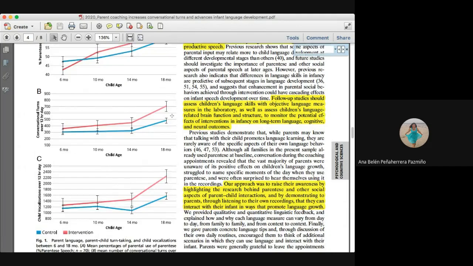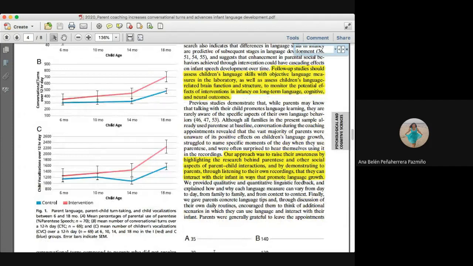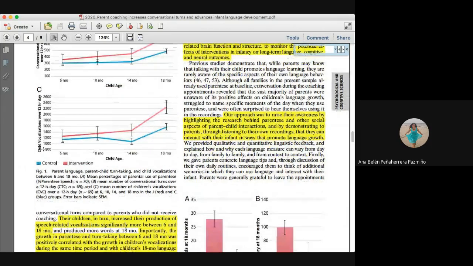Then we see here the conversational turns over a 12-hour day. You can also see how it increased when parents had this parent coaching intervention. Then, if we look at the child vocalizations over this 12-hour day, you can also see that it increased. The child vocalization increases according to the exposure to this parent coaching intervention and according to the age.